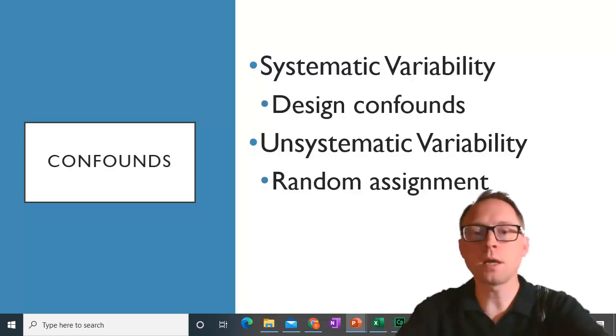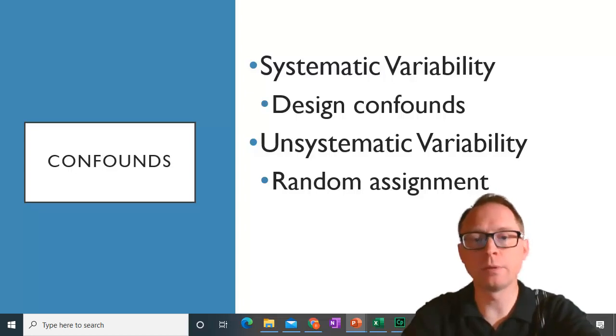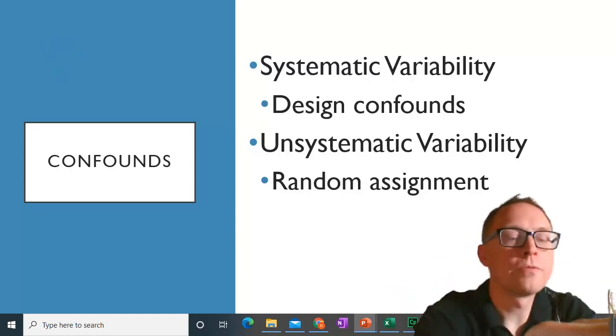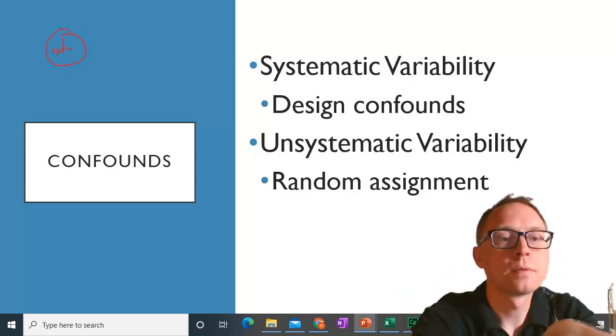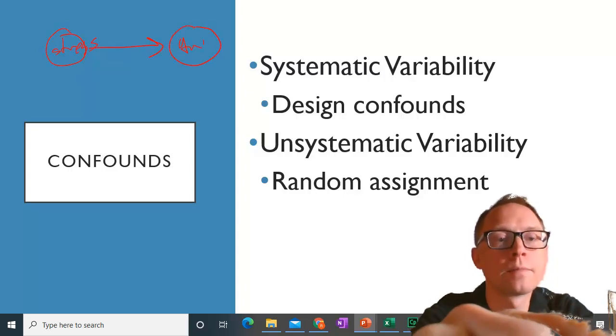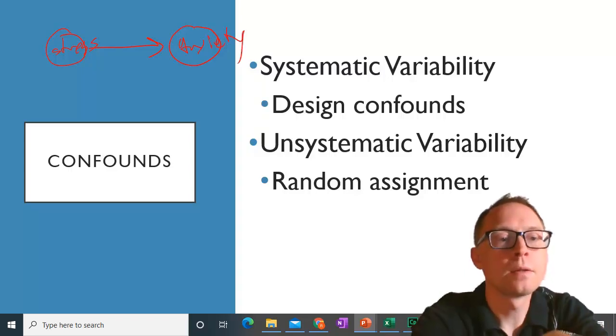Now, if you remember, we were talking about a hypothetical example of an experiment where we had the effect of stress on anxiety. All right? We manipulated stress by having three levels of the independent variable. Easy test is what we ended up with.